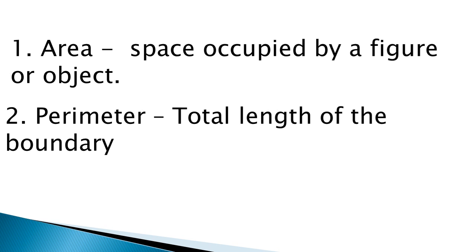Second one, perimeter. What is perimeter? Perimeter is total length of the boundary. Total length of the entire boundary, that is the sum of all sides. You have to add all the sides. You will be given some measurements and you have to just add all the numbers. You will get the perimeter of that figure or shape. So let us move to the next slide.